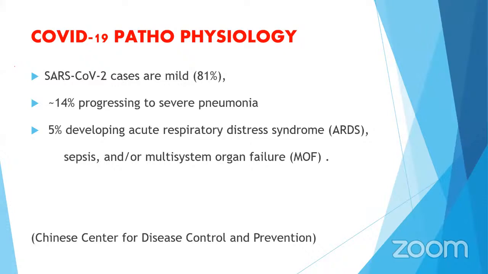About 14% can go on to severe pneumonia, or 5% can develop acute respiratory distress syndrome. That's why the name itself is called SARS-CoV. Another outcome is sepsis and multi-organ dysfunction and failure.